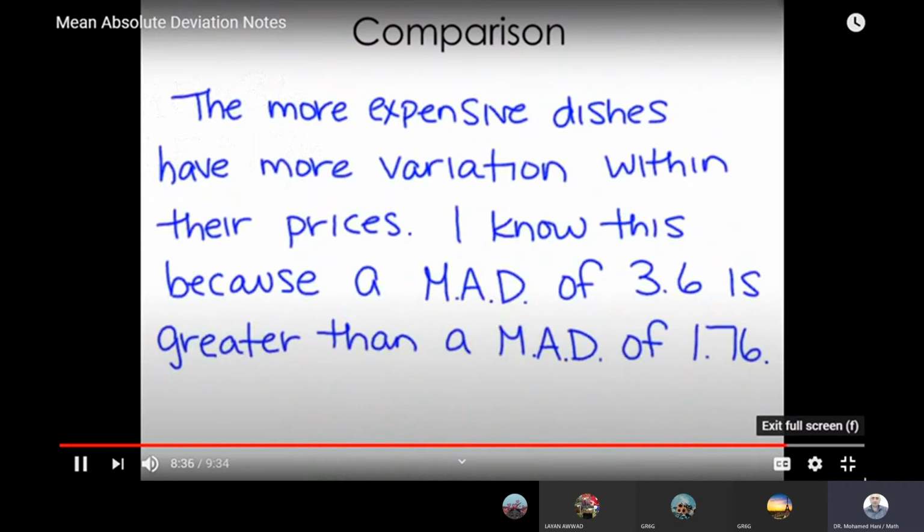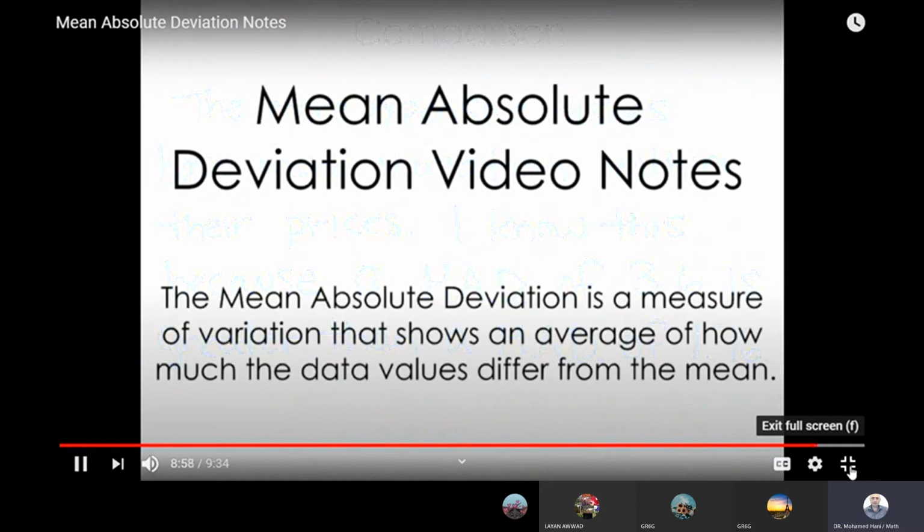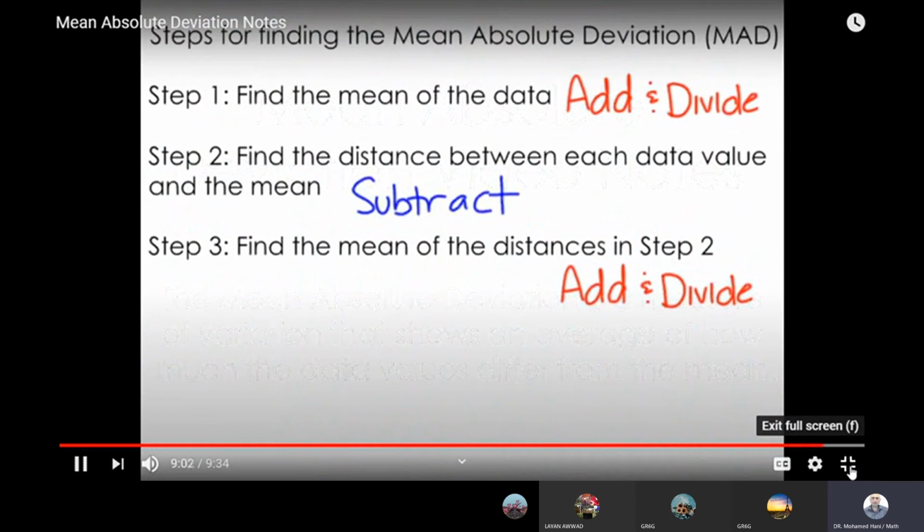An example of what you could write for your comparison: I said the more expensive dishes have more variation within their prices. I know this because a mean absolute deviation of 3 and 6/10 is greater than a mean absolute deviation of 1 and 76/100. So that concludes mean absolute deviation notes. Remember 3 things you're going to do: find the mean, subtract to find all of your distances, and then find the mean of all of your new numbers.